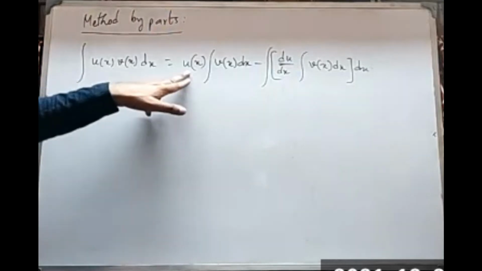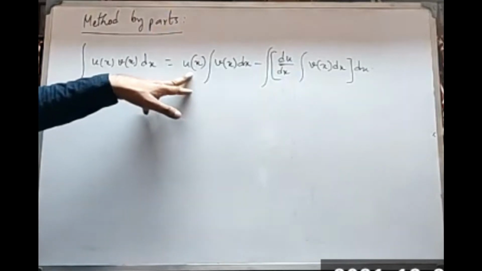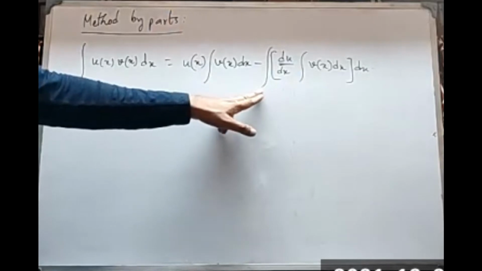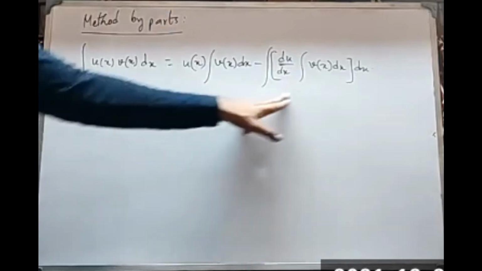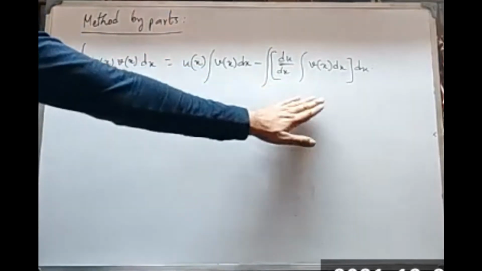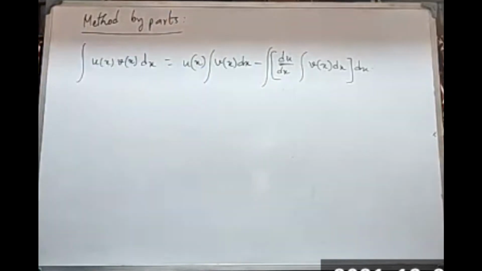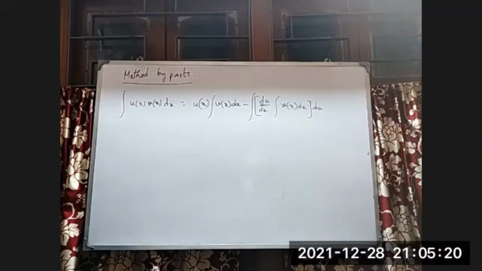So whatever we are keeping out in the first term, that we need to differentiate in the second term, and whatever we were integrating in the first term, the same term will be integrated in the second term, and then the product will be again integrated. That is u(x) integral of v(x) dx minus the integral of du/dx times integral of v dx, whole integral. Is it okay? Yes, sir. Okay.